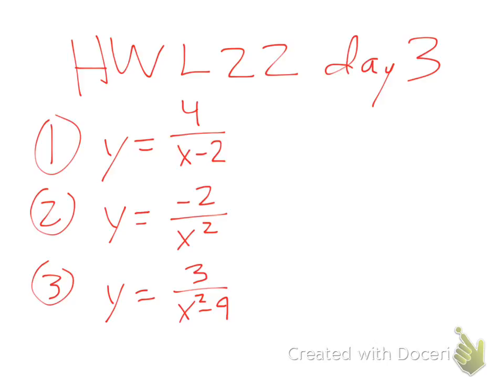This is your homework, lesson 22, day 3. We finished it up. I want you to do y equals 4 over x minus 2, y equals -2 over x squared, and y equals 3 over x squared minus 9. Number 3 is a tricky one because there's more than one vertical asymptote.